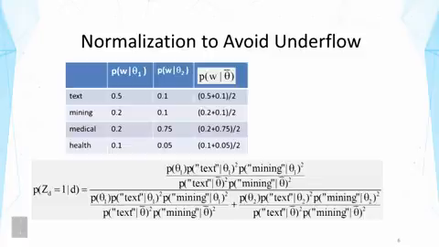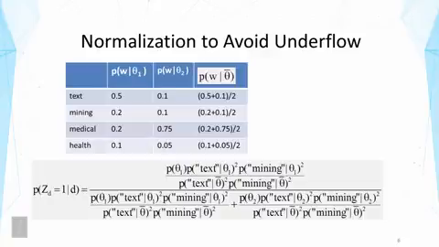Now it's important to note that in such a computation, there is a potential problem of underflow. That is because if you look at the original numerator and the denominator, it involves the computation of a product of many small probabilities. Imagine if a document has many words, it's going to be a very small value here. It can cause the problem of underflow.